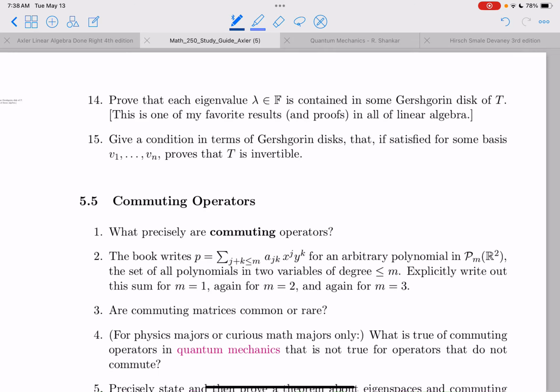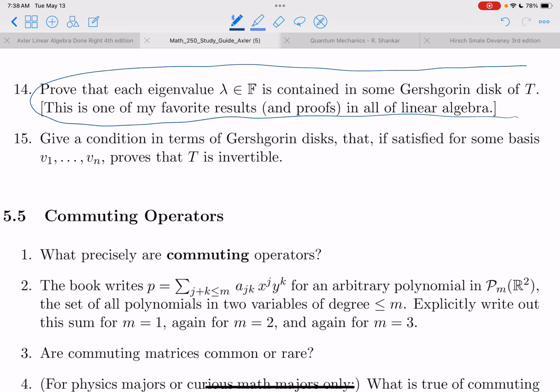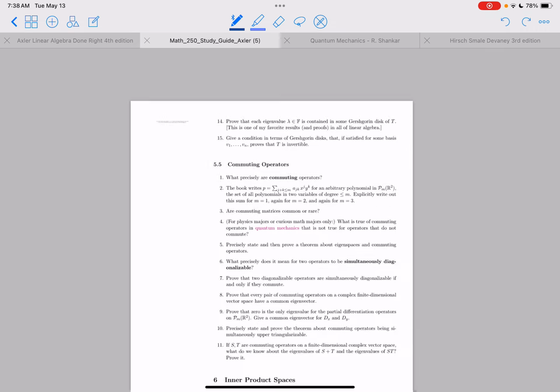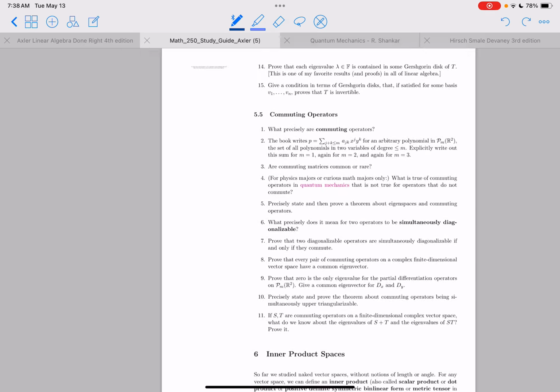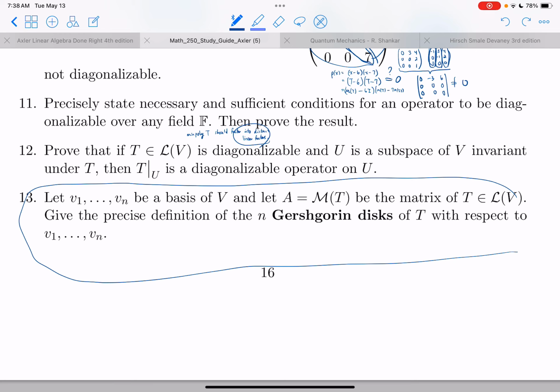All right, let's do one more thing, this Gershgorin stuff. So, prove that each eigenvalue, lambda, is contained in some Gershgorin disk of T. So what's a Gershgorin disk? Once I think that's on the previous page, actually. Yeah, give a precise definition of the n Gershgorin disks with respect to a basis.